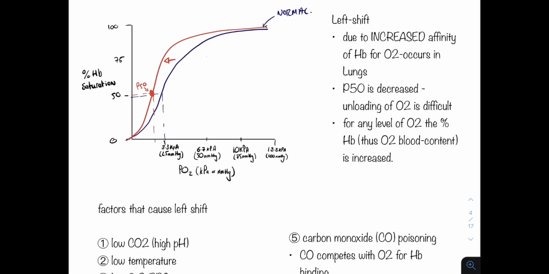Now, we can also get a left shift. So this here is the normal curve, and it has shifted towards the left. This is due to an increased affinity, so the affinity has increased, so more oxygen is binding to the hemoglobin, and this occurs in the lungs. The P50 is decreased. As we can see here, the P50 is decreased compared to the P50 of a normal curve. Thus, the unloading of oxygen is difficult in these conditions.